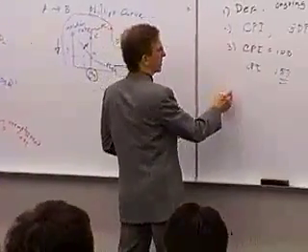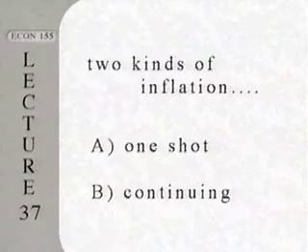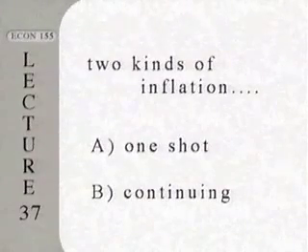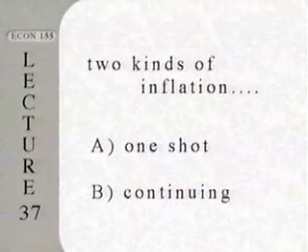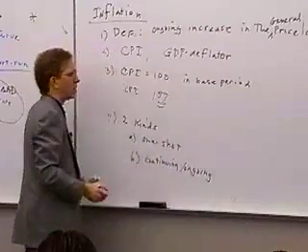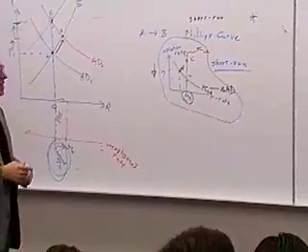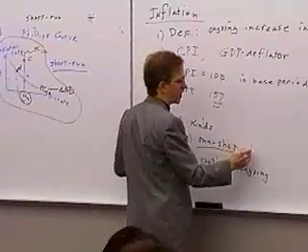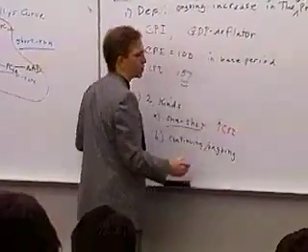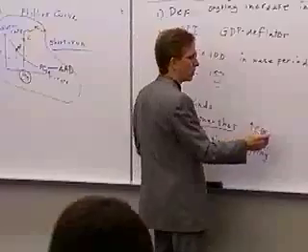Two kinds of inflation. A, one shot, and B, continuing or ongoing. The one-shot inflation is really not what economists mean when they say inflation, but it does show up as an increase in the CPI or the GDP deflator. It's an increase, but it's just once, it just happens and it's over with, one time.